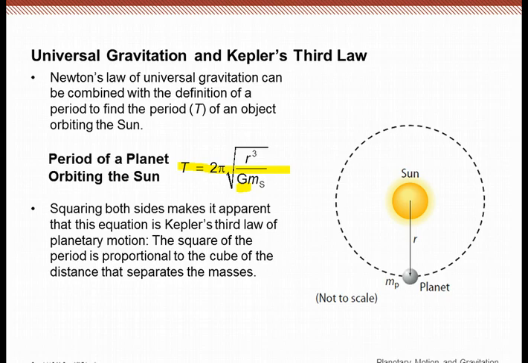So if we put the two laws together, Newton's law of universal gravitation and Kepler's third law, we get this nice handy formula. And so we can find the period of any planet orbiting the sun just by its distance, or inversely, by measuring the period, seeing how long it takes to go around the sun once, we can then see how far away it is from the sun.